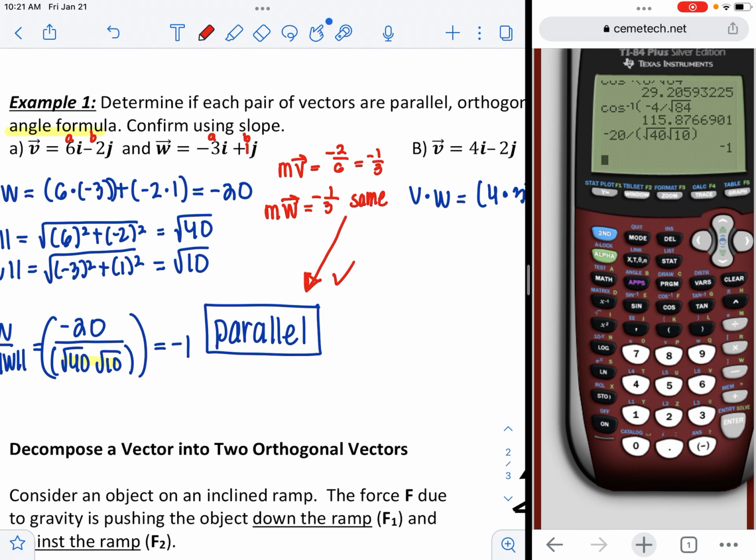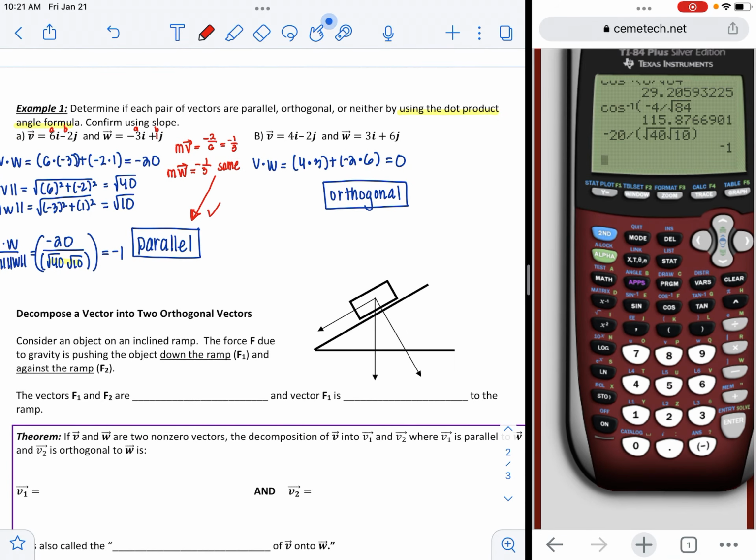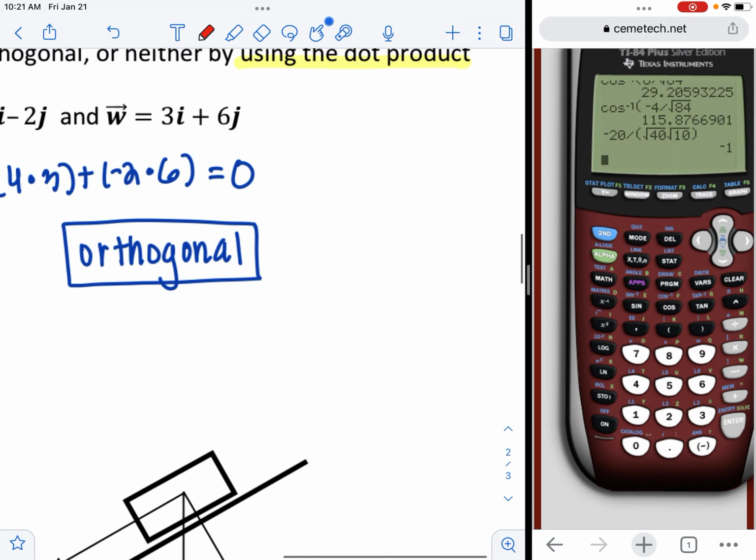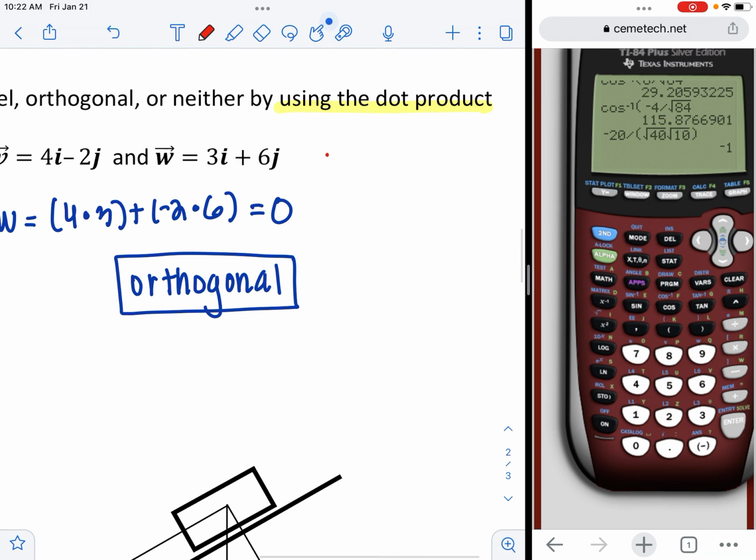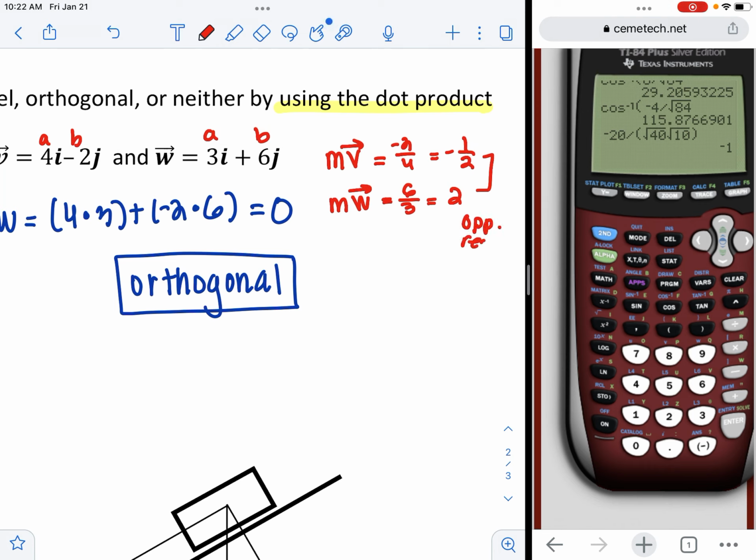And you might be saying, why can't we just do that? Because the first part says using the dot product angle formula. All right, let's try this next one. The slope of v is, this is a, this is b, negative 2 over 4, which is negative 1/2. And this is a, this is b. Slope of w is 6 over 3, which is 2. These are opposite reciprocals, right? Opposite reciprocals, orthogonal. Check, we're right.